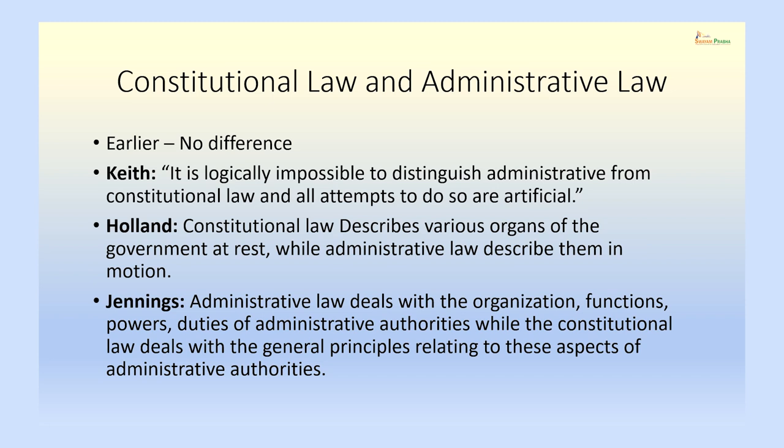Basically, there are two kinds of laws, public law and private law. Public laws are the laws by which the state is regulated, and they fall within the category of public law. Whereas the laws by which the state regulates individuals are considered to be private law. Administrative law, being a branch of public law, is very closely connected with constitutional law. That was the reason that earlier there was no distinction between administrative law and constitutional law. Both were considered to be the same.